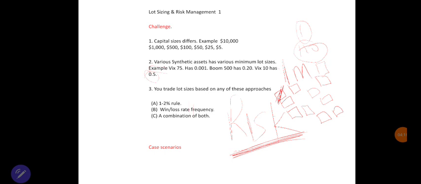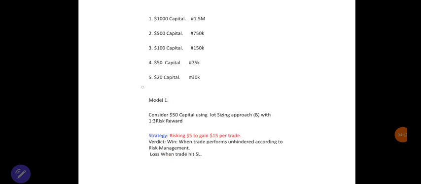So basically there are 3 approaches to lot size management. We have the 1 to 2% rule, we have the win-loss rate frequency, and we have a combination of both. For this signal, I'm going to be playing my field with win rate or loss frequency. And this is very important. Why? Because we are trading a very small capital.